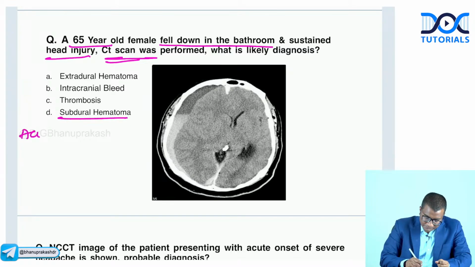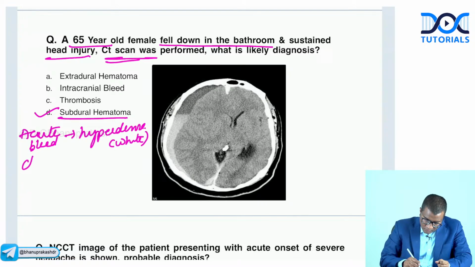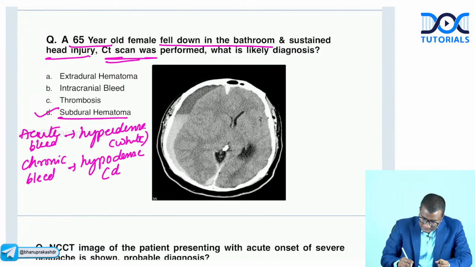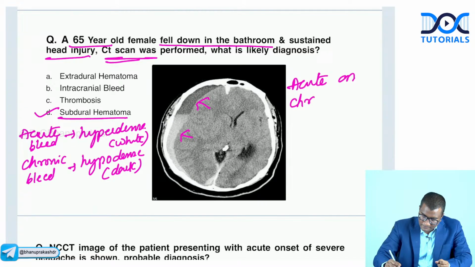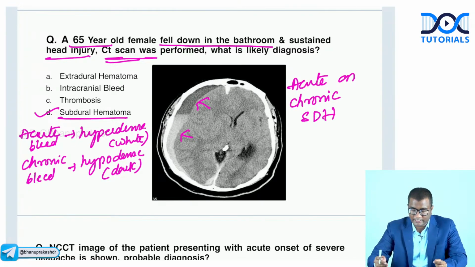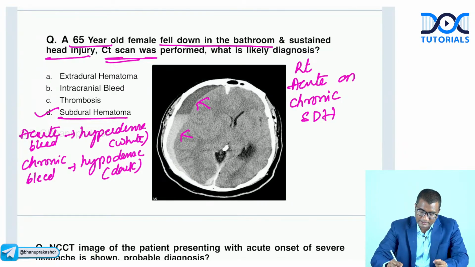Please remember, acute bleed is hyperdense, it is more white. So this is acute bleed. Chronic bleed is hypodense, that is dark. So you can see both things here. So this is an acute on chronic subdural hematoma. So there is both acute and chronic. And right side or left side? This is on the right side. So a right acute on chronic subdural hematoma is given to you.